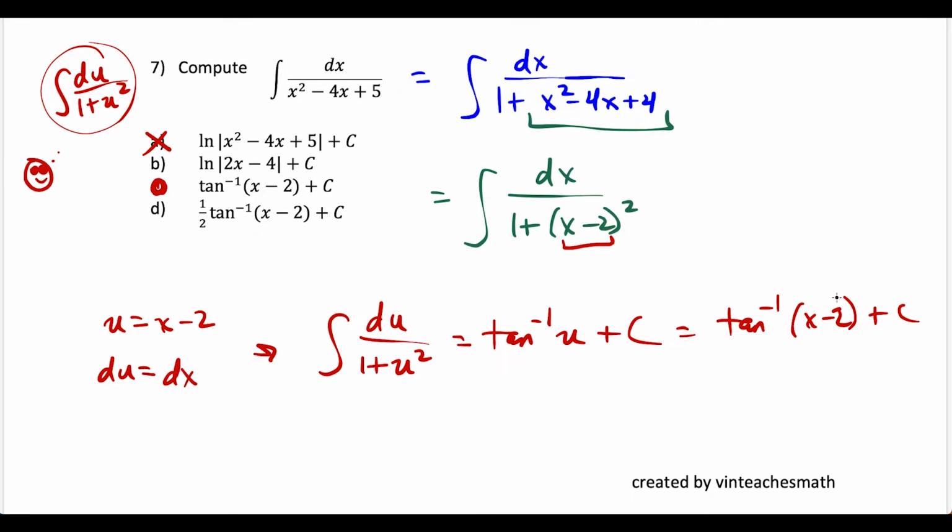Now the reason why we could skip u substitution is because the derivative of our u term is just equal to 1 dx. So anytime that happens, that means you could skip the u sub step. But either way, we're going to get choice C.